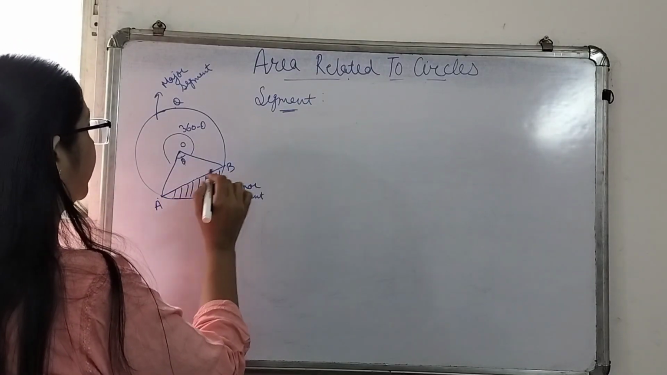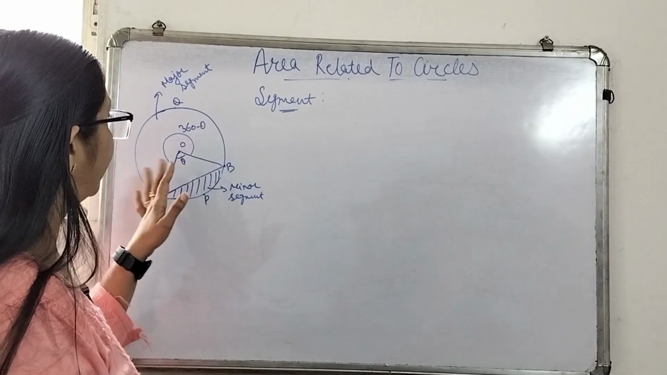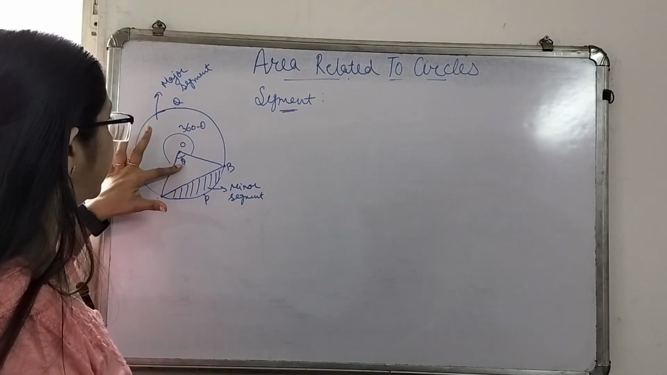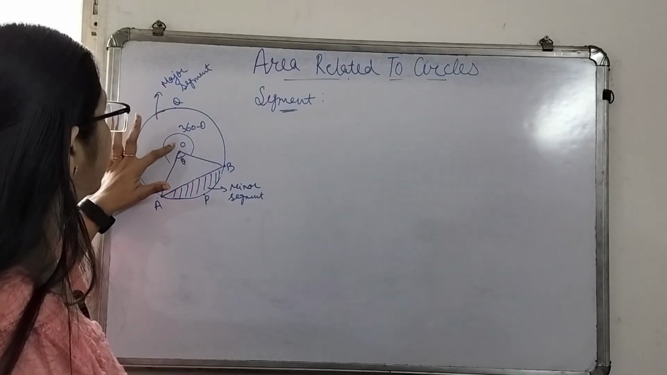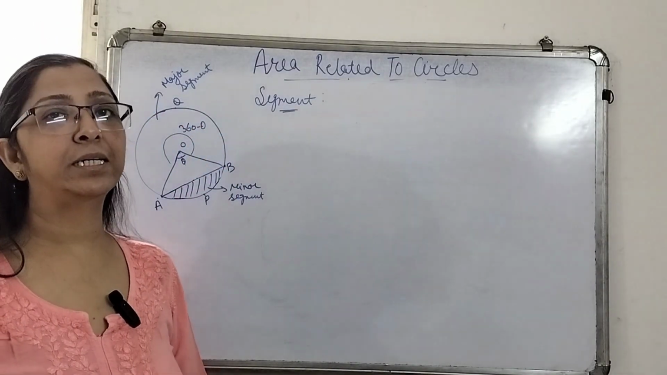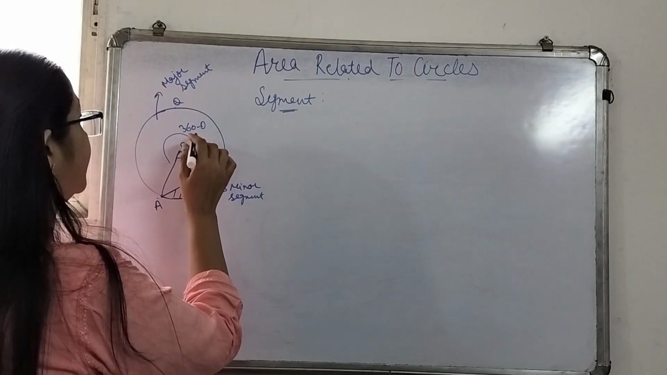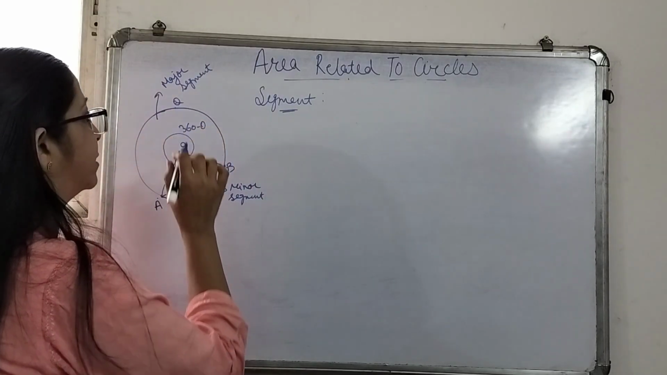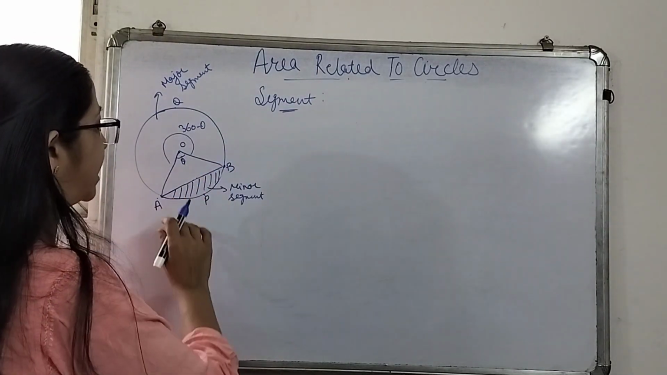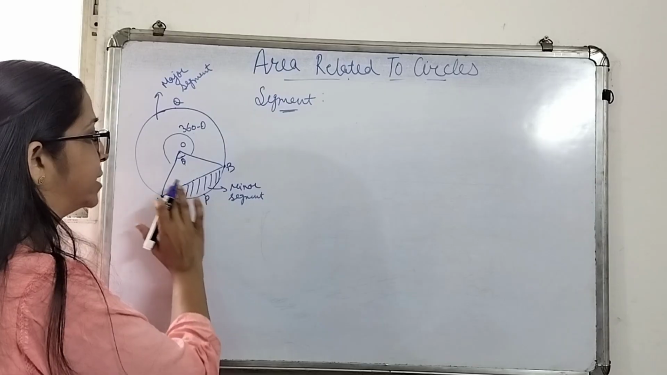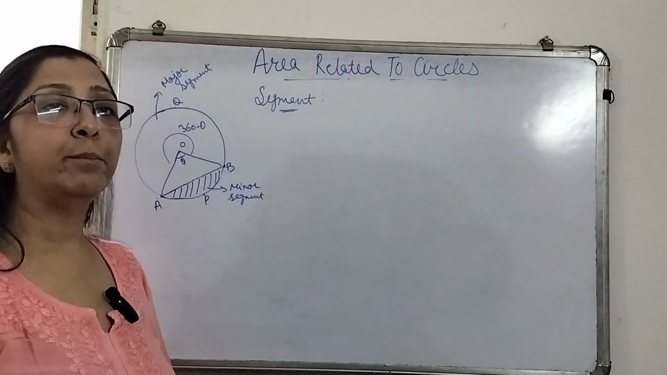And this chord, at the end point of this chord, is making an angle of theta at the center. If this is the angle theta, then the angle formed at the center of the major segment will be 360 minus theta. Directly by seeing also we can see that it is very small in size, that's the reason it is minor segment, and this is very big in size, that's the reason it is major segment.